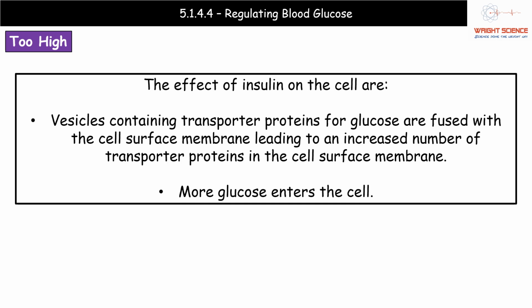So what actually happens in that cell? The vesicles containing those transporter proteins for glucose are then going to be fused with the cell surface membrane. So basically what we're now seeing is that we've got more transporter proteins in the cell surface membrane for glucose, which means more glucose from the bloodstream can actually enter those cells.